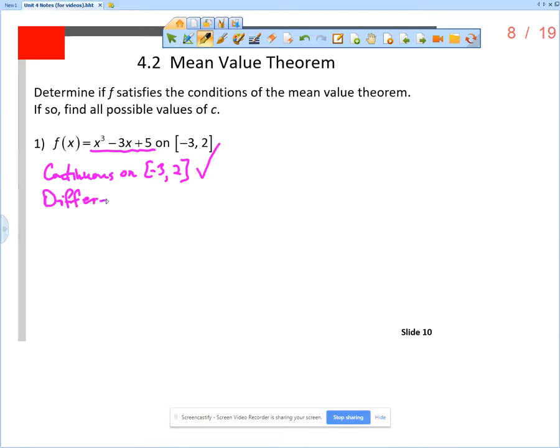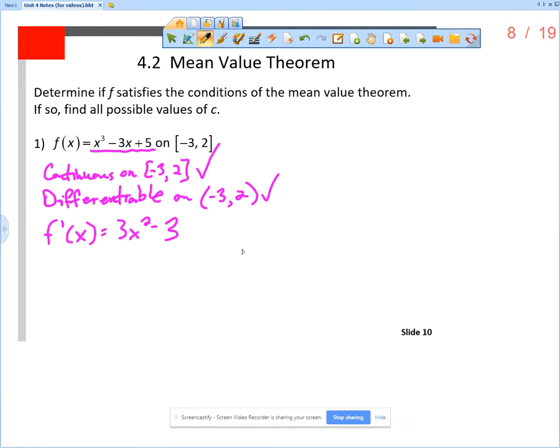So how do we determine that? Well, we consider the derivative. What is f prime of x? f prime of x is 3x squared minus 3. Does that function exist on the interval negative 3 to 2? Remember, we don't include the endpoints because a function is not differentiable at its endpoints. But is 3x squared minus 3 defined for all values between negative 3 and 2? Of course, because it's quadratic. That never has any jumps, asymptotes, or holes, or anything like that. And so we can say, yes, it is differentiable. Therefore, the mean value theorem applies.